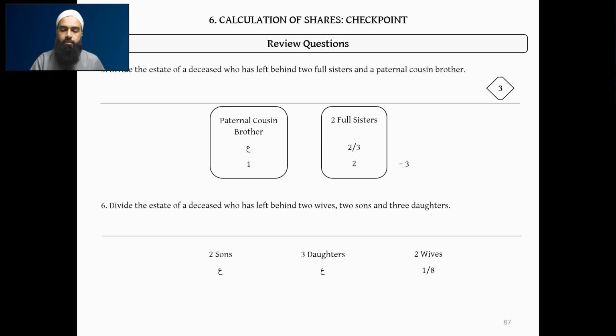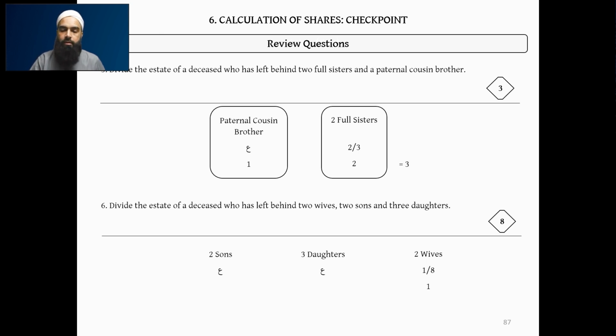So we got 1/8. So we will make the divisor out of 8, and we'll give the 2 wives their 1 share. They'll get half each. They'll divide that amongst themselves. And the 3 daughters plus the 2 sons. So if you remember, 3 daughters, 2 sons count as doubles. So the sons are in essence 4 plus the 3 daughters, that becomes 7.